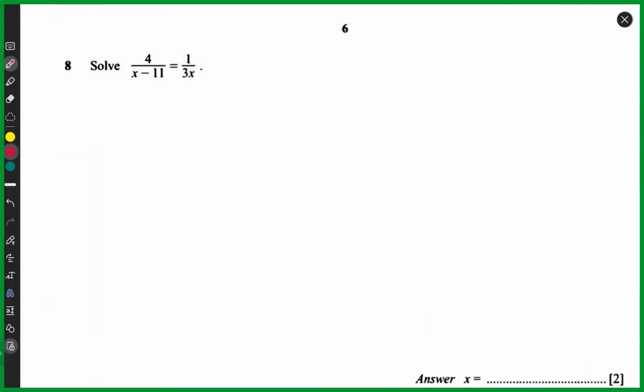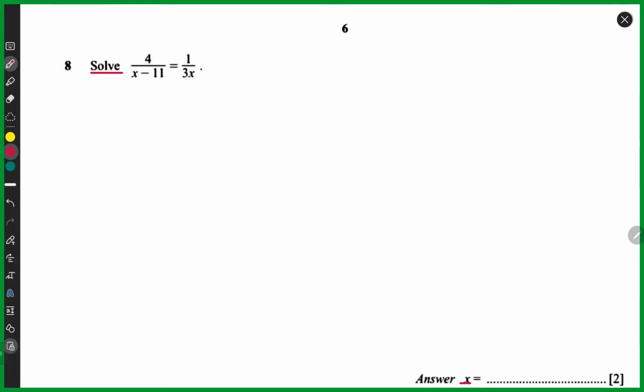Now this is question 8 of some exam and it says solve 4 divided by x minus 11 equals 1 by 3x. The statement says solve. I've been telling you guys already, whenever the examiner is telling you to solve an equation, he is expecting that you will be able to find out the value of the variable, that is x. So how do we do it? You have two fractions here with an equal to sign. All of us know what exactly? Cross multiply. Yes, very good. We will cross multiply. Excellent.